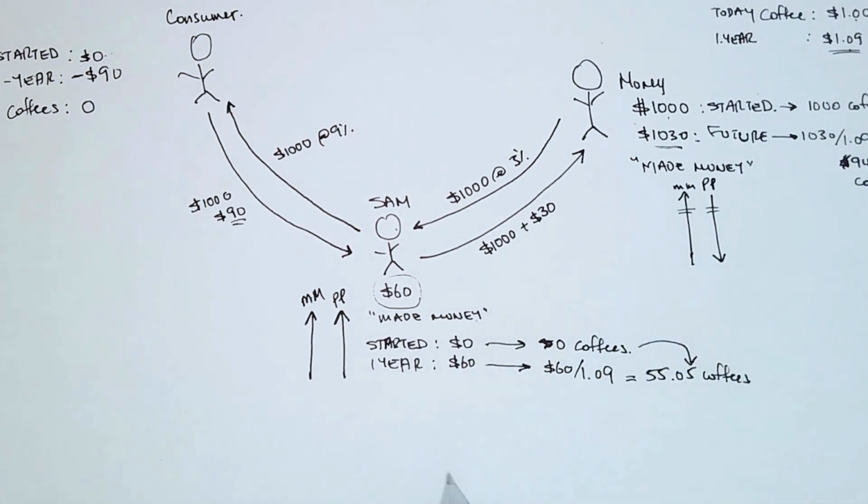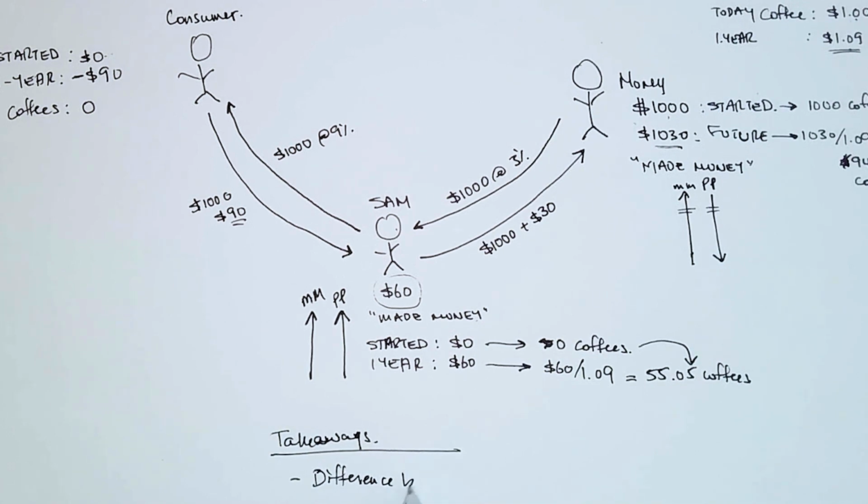So I'm going to put takeaways here. Big difference between making money, MM, and purchasing power.